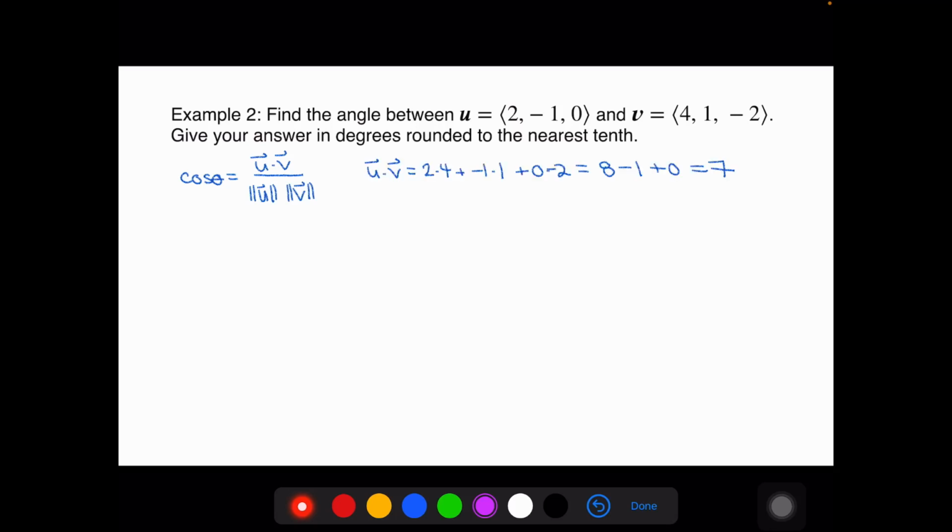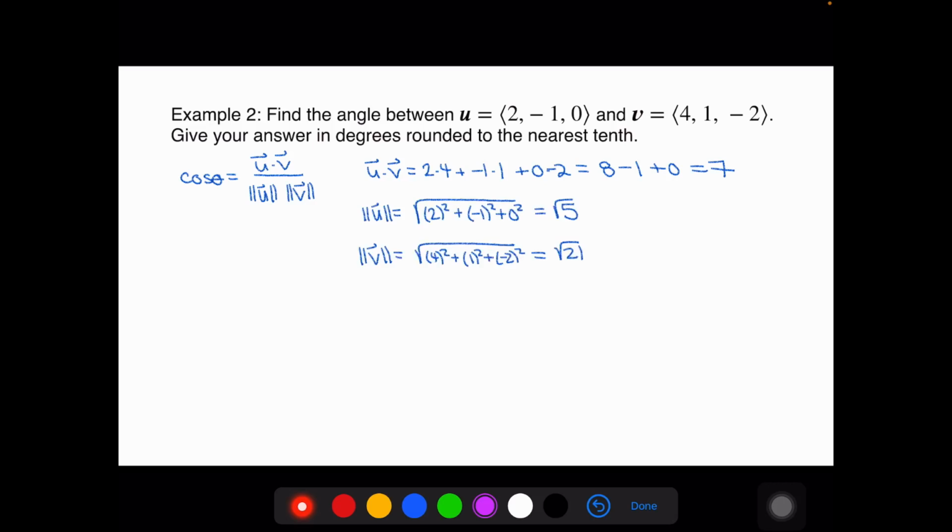So I'm going to go ahead and compute all of those quantities. So u dot v would be 2 times 4 plus negative 1 times 1 plus 0 times negative 2. So multiply the corresponding components, add them together, and I ended up getting 7. So my dot product is the number 7. And then I'm going to find the magnitude of each of those vectors.